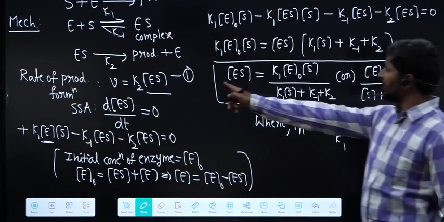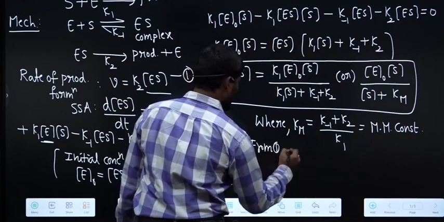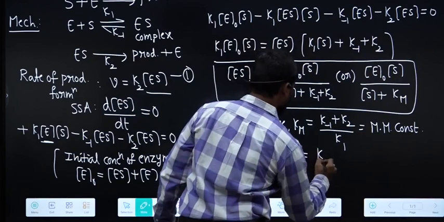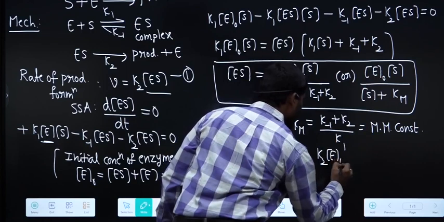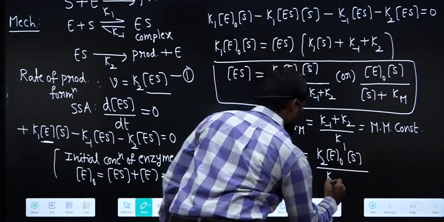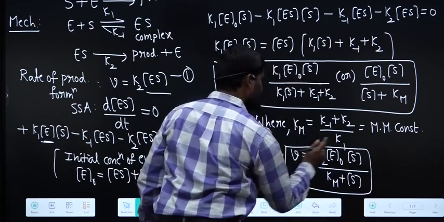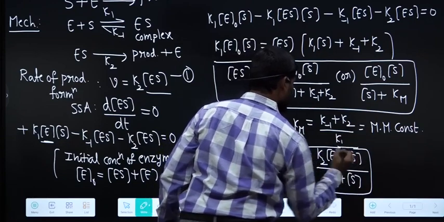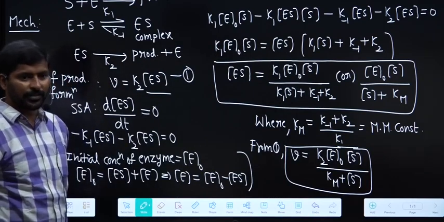Okay, now the final rate equation from equation 1. V is equal to K2 into the concentration of ES, that is E naught into S by the concentration of S plus Km. This is the final equation: V is equal to K2 into E naught into the concentration of S by Km plus the concentration of S.